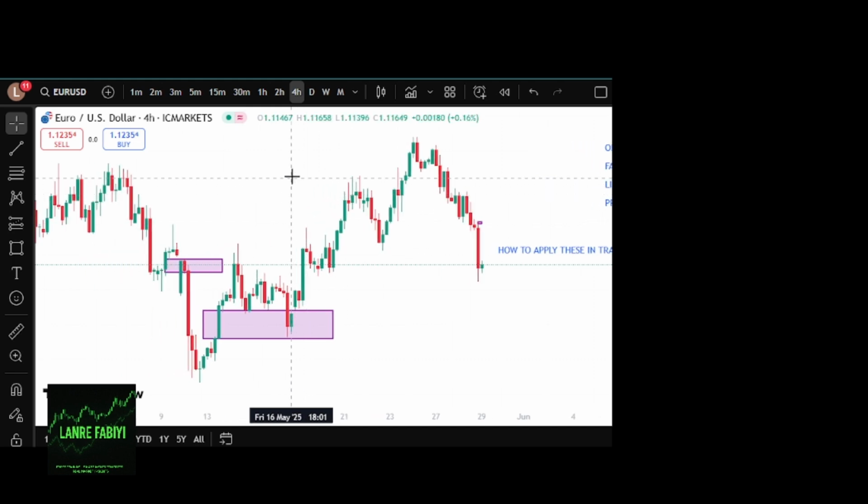That's where you see a liquidity sweep. You can see this candle, this candle and this candle, this swing and this swing and this swing. They are not the same. You can see that there is a liquidity sweep.